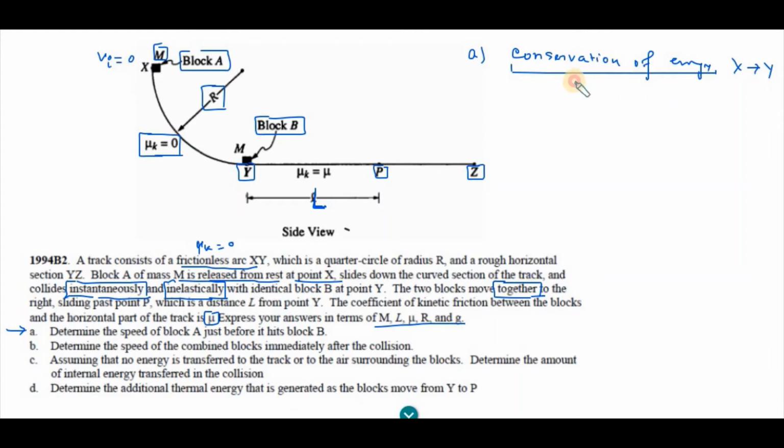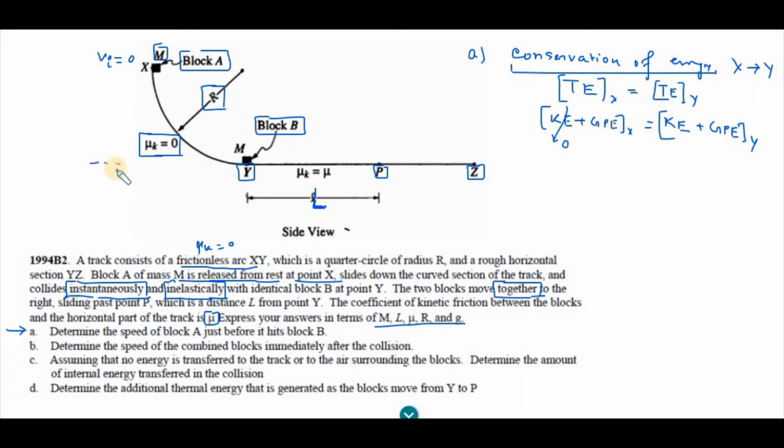So according to conservation of energy, we can say the total energy at the point X is equal to the total energy at the point Y. It's kinetic energy and gravitational potential energy. Similarly, kinetic energy and gravitational potential energy at the point Y. Now the kinetic energy at the point X we can write down is 0 because the velocity is 0.